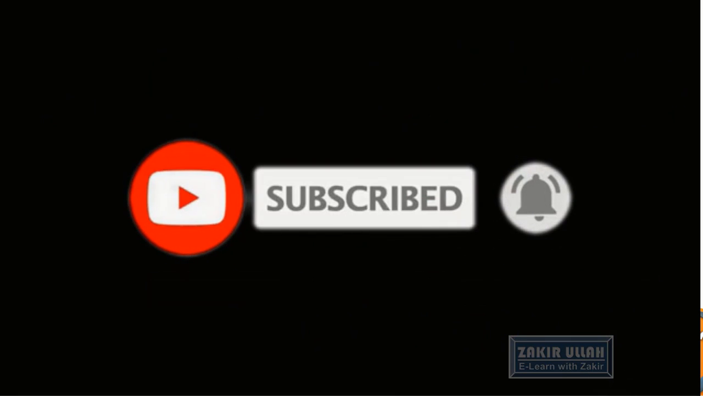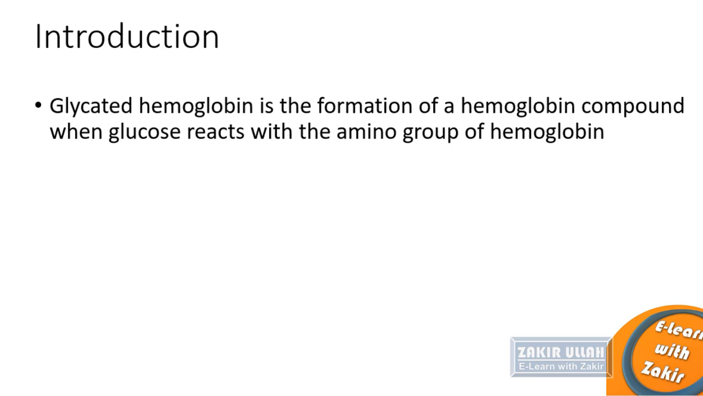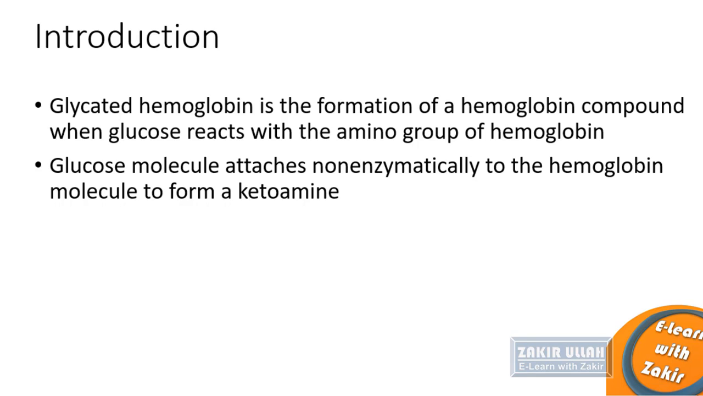Coming to the introduction of glycated hemoglobin. Glycated hemoglobin is also called glycosylated hemoglobin. It is basically the formation of a hemoglobin compound in which glucose or fructose or their derivatives react with the amino group of the hemoglobin compound. The glucose molecules attach non-enzymatically to the hemoglobin molecule to form a ketoamine.